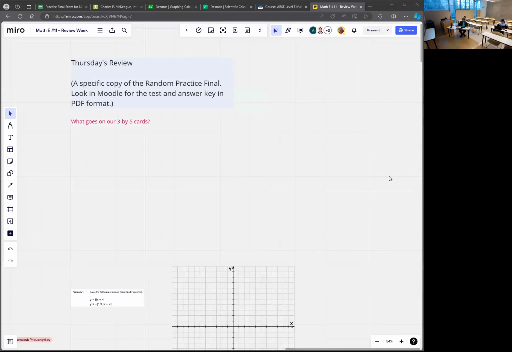Okay, welcome back. I want to say this is the last review day because it's the review of Thursday of week 10, but we have another one Tuesday for some people. Our big chore isn't to get through all of this because we're not going to do a 2-hour test in 45 minutes. But we want to figure out what goes on our 3x5 cards. So any review we do is great.